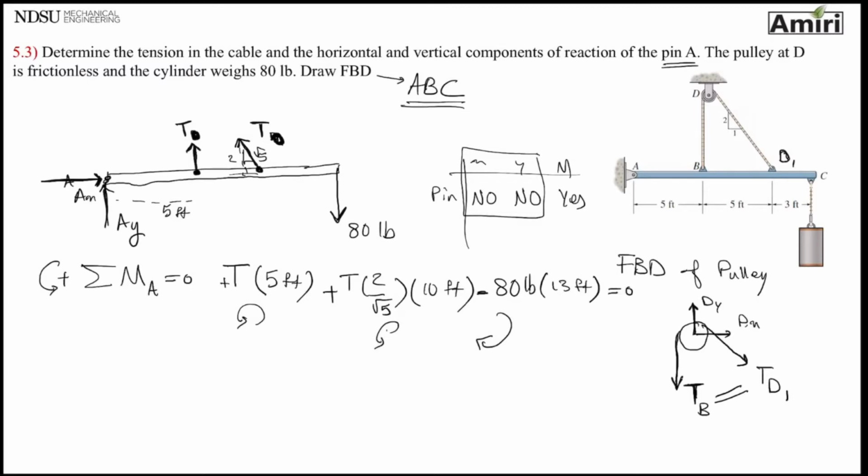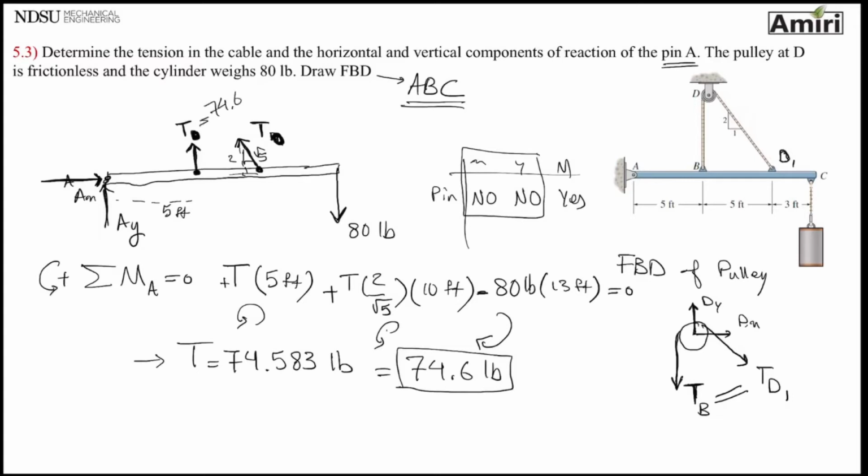Equals 0. This will give me a T of 74.583 pounds, 74.6 to 3 significant figures. So I know T is 74.6. I have two unknowns, AX and AY.